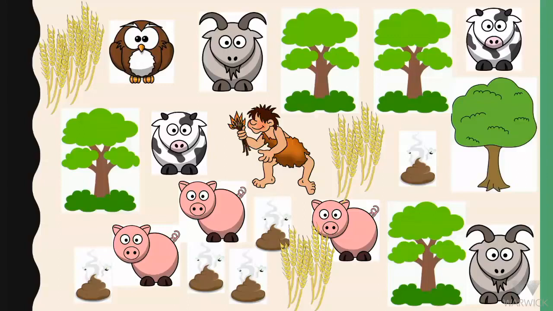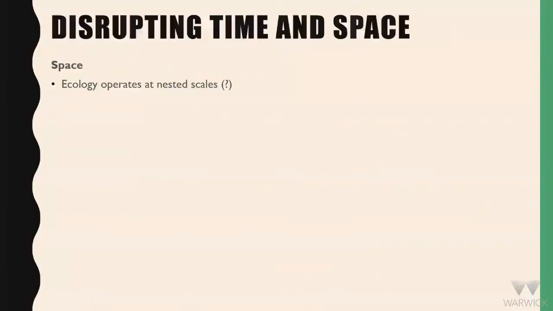So let's have a slightly more technical think about these. If we started to explore the idea of ecosystems existing in a series of nested scales, does anyone have any thoughts about what that might imply?